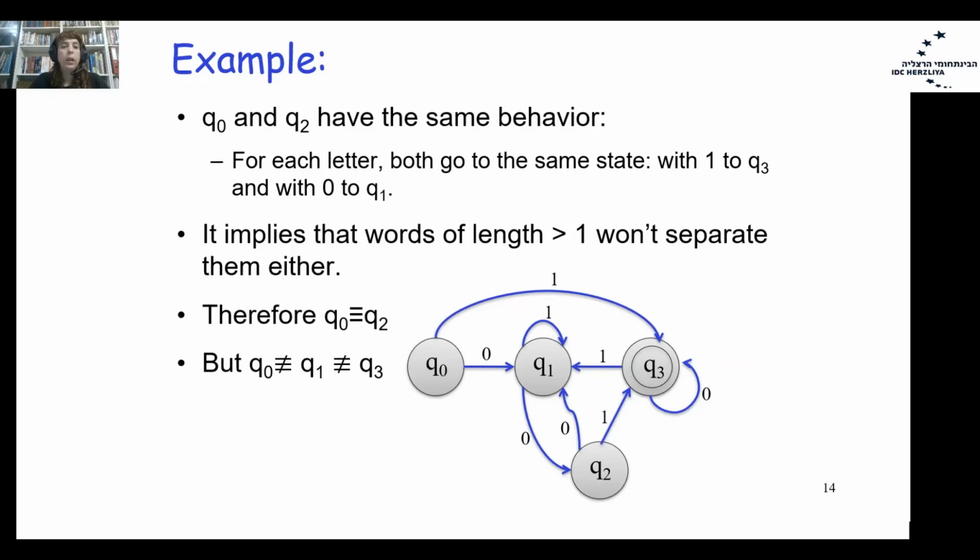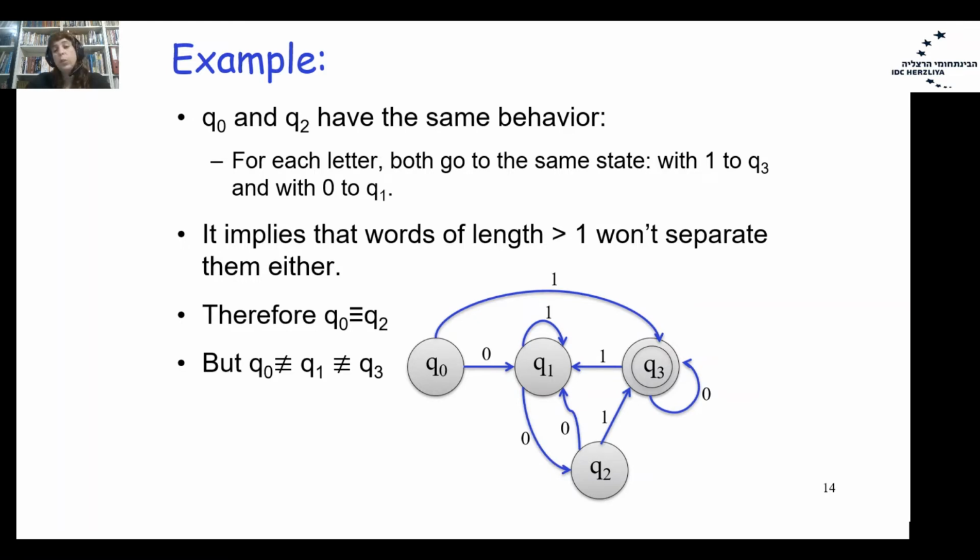Let's see an example. Q0 and Q2 have the same behavior. They're equivalent. Why? Q0 and Q2, for each letter of the alphabet, go to the same state. With 1, they go to Q3. With 0, they go to Q1. It implies that words of length greater than 1 won't separate them either. Why? Because with the first letter we go to the same state, and then for the rest of the letters we continue. Therefore, Q0 is equivalent to Q2.